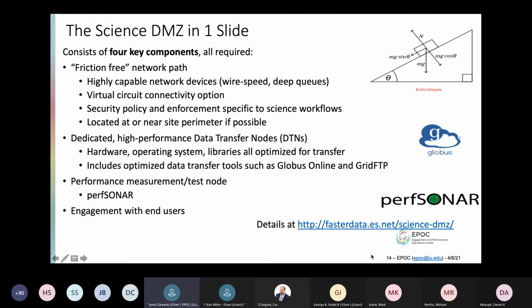Located at or near the site perimeter, and I have a couple of diagrams that'll show this. For the active data transfer, do them through the DTNs. As George noted, this is a dedicated machine. It's designed to do one thing and one thing only, which is move data, and it's designed to do it well. It's going to have special hardware, special OS, all the libraries are optimized.